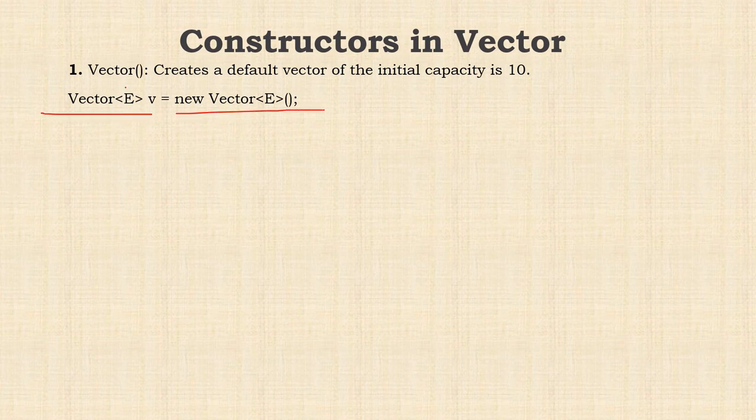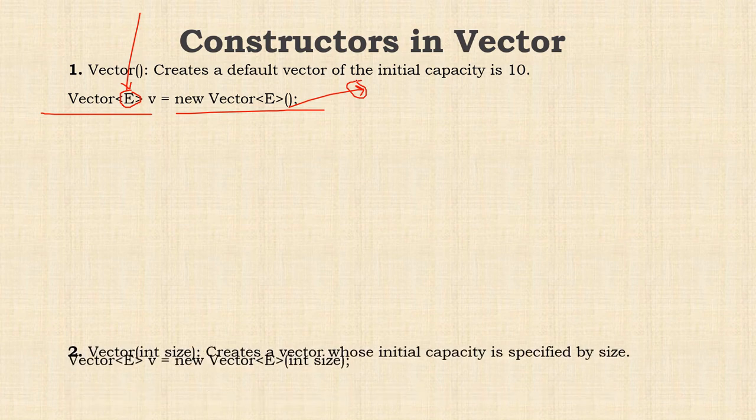And this will be of type E. Here we can provide a String, Integer, Double, according to your requirement. So if you are using this, the Vector size will be 10, and it will be increased if the threshold is fulfilled.